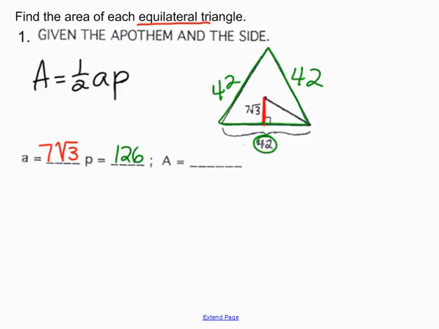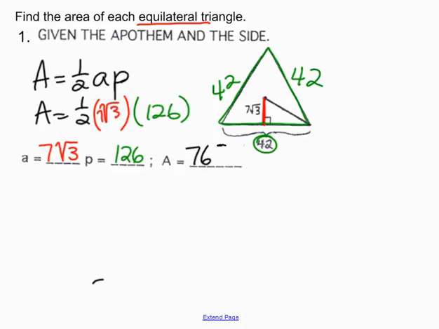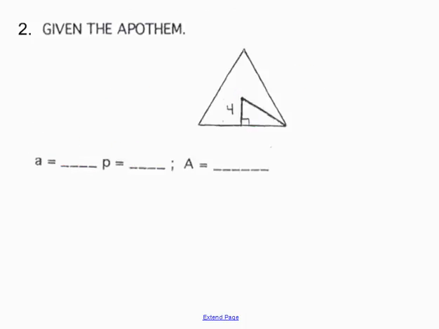So then when we plug in the numbers, area equals 1/2 of the apothem, 7 radical 3, and the perimeter, 126. When you plug all that into your calculator, you end up with 763.3 units squared. That one's been done for you. It just gave you a little quick lesson on that one.